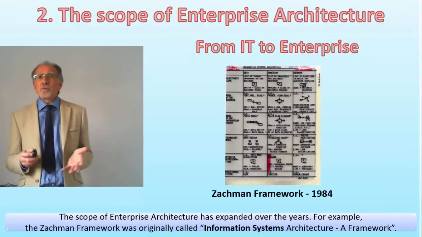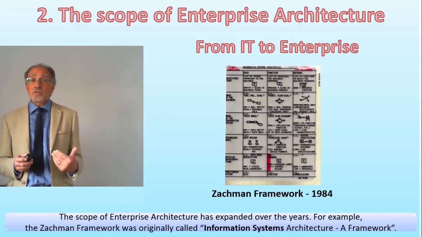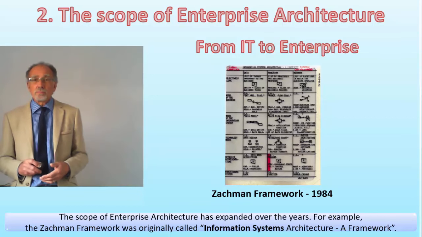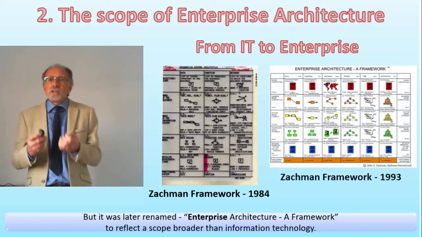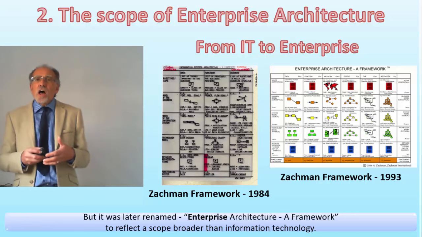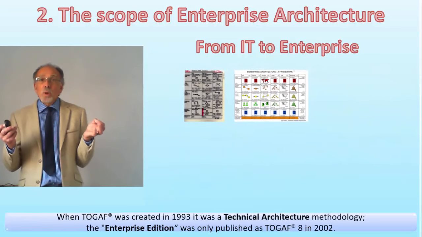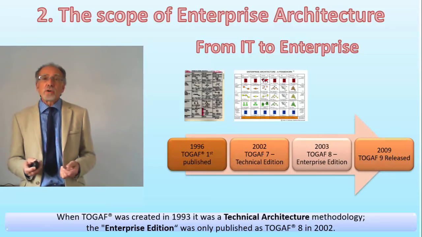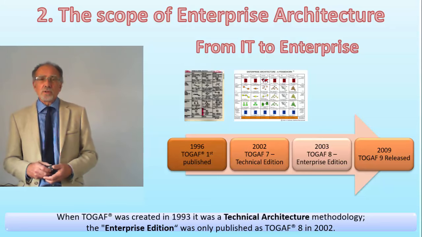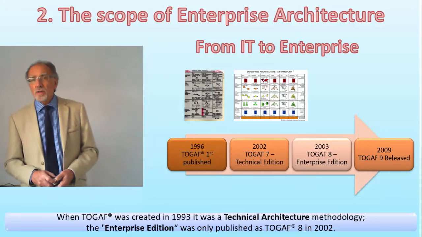The scope of enterprise architecture has expanded over the years. For example, the Zachman framework was originally called Information Systems Architecture, a framework. But it was later renamed Enterprise Architecture, a framework, to reflect a scope broader than information technology. When TOGAF, the Open Group Architecture Framework, was created in 1993, it was a technical architecture methodology. The Enterprise edition was only published as TOGAF 8 in 2002.